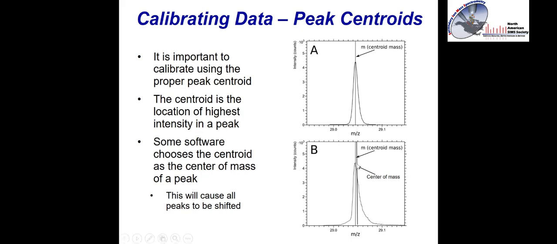The result of that is if you use that centroid, then all the centroids of all the peaks will be shifted. So if you are trying to identify a peak based off the location of highest intensity, your location will be wrong. In some software, you can actually force it to use the location of highest intensity in your calibration. And I always highly recommend that because it puts the centroid of the peak in the correct location.